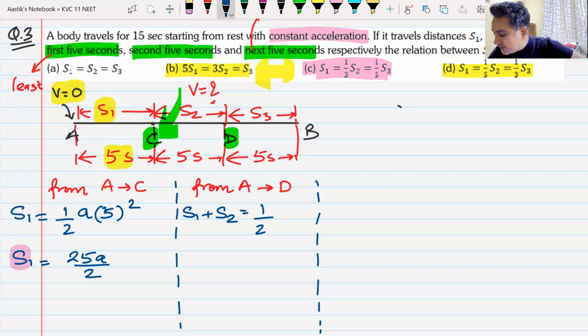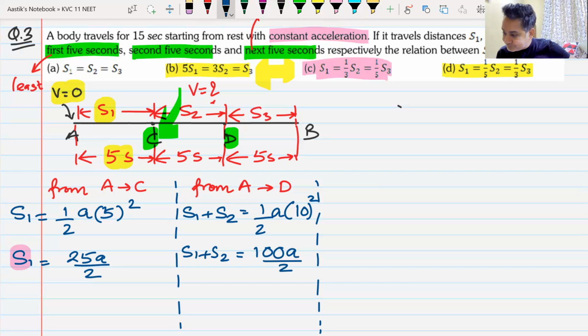Half, acceleration is A. How much is the time from A to D? It is 10 seconds, 5 plus 5, 10. Yes or no? So my S1 plus S2 becomes half into A into 10 square. So it becomes 100 A by 2. Yes or no? I already know the value of S1. So now I can straight away find the value of S2 by subtracting it. I think I will get 75 A by 2.